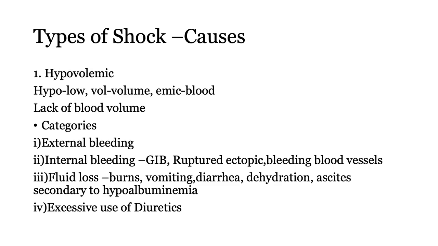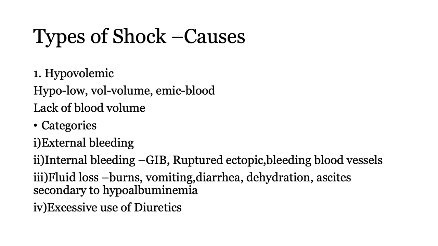So, types of shock. We have different types of shock, and we are going to look at them, but then we shall get back to hypovolemic shock in more detail. So the first type is hypovolemic shock. First of all, the word hypo, we could break it down. It could give us a very big clue on what this kind of shock is. Hypo means low, vol means volume, emic means blood. So in this kind of shock, we have a lack of blood volume.